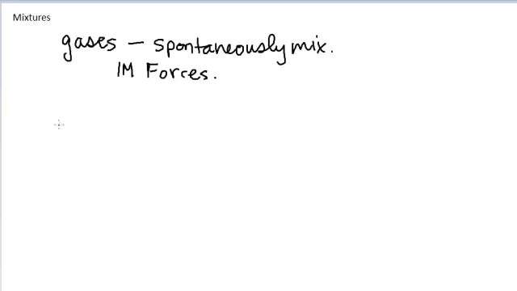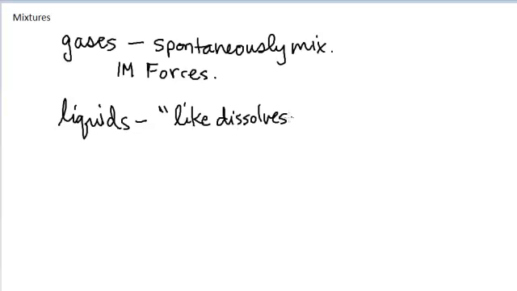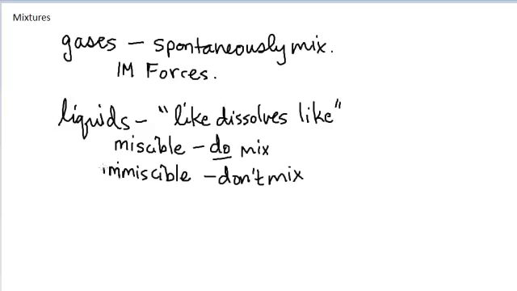If you are looking at samples of liquids, whether or not two liquids will mix depends. It depends on what the two liquids are. And we have a general saying for whether or not two liquids will mix, and that saying is like dissolves like. Things that are like each other will dissolve in each other or mix with each other. For liquids, if two liquids do mix together, we say they are miscible. If two liquids do not mix, we say they are immiscible.